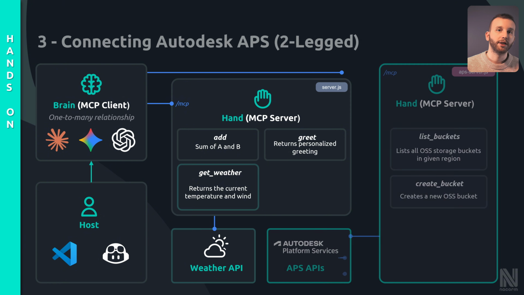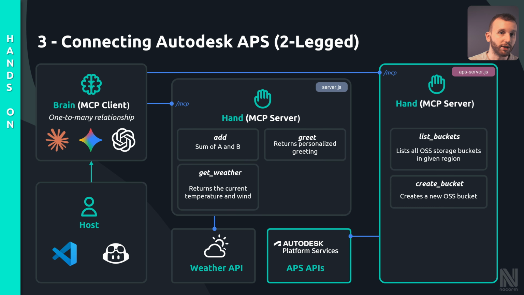This is where the architecture changes. Using 2-legged OAuth and exposes 2 tools: list buckets and create bucket for the object storage service. The brain connects to both servers with separate MCP connections. This is MCP's one-to-many model. One client, multiple servers, each owning its own tools. No proxy layers, no delegation.